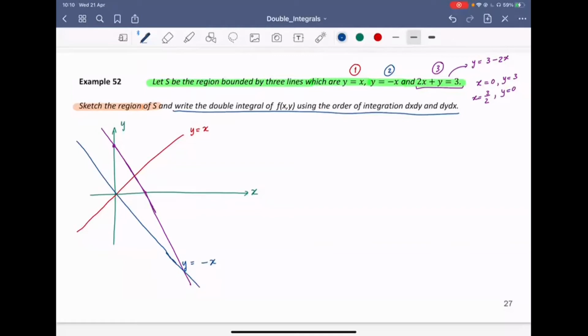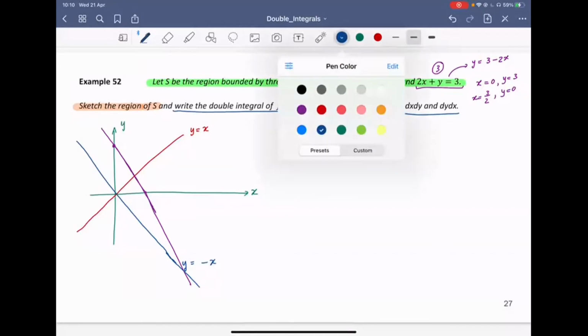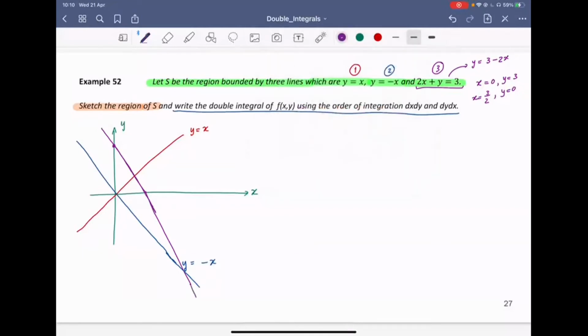So the purple one is line number 3. The blue one is line number 2, and the red one is line number 1. Does it make sense? So the purple line here is going to be y equals 3 minus 2x.